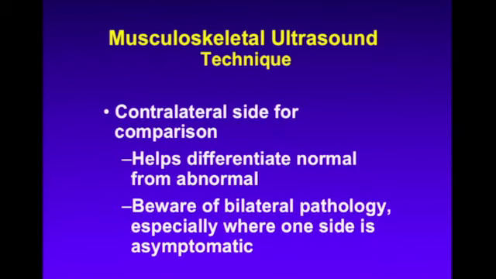Now, one of the very important parts of MSK ultrasound in general, and nerves are no exception, is that we have the contralateral side for comparison. This helps differentiate normal from abnormal because there's such a wide range of nerve sizes in different individuals, and so it's important to be able to compare the other side. Just beware of bilateral pathology because one side may be symptomatic, the other side may be asymptomatic, even though the pathology is on both sides. So that's something just to be aware of in bilateral comparisons.